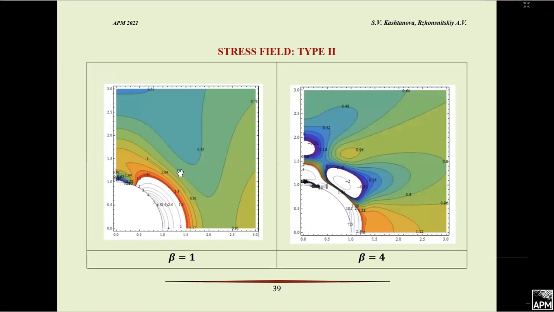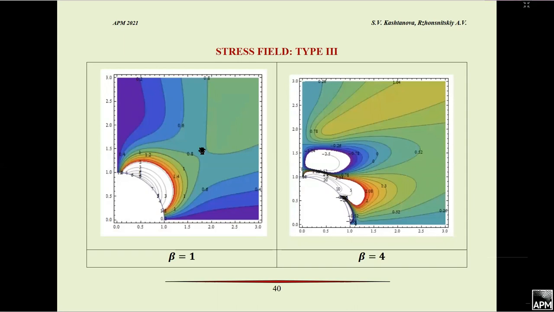Or the second type, internal pressure. These white zones are because of the mathematics software, because it has not enough colors for us. Here must be some colors of another gradient. And a third type, for torsion, for small beta and for big beta.